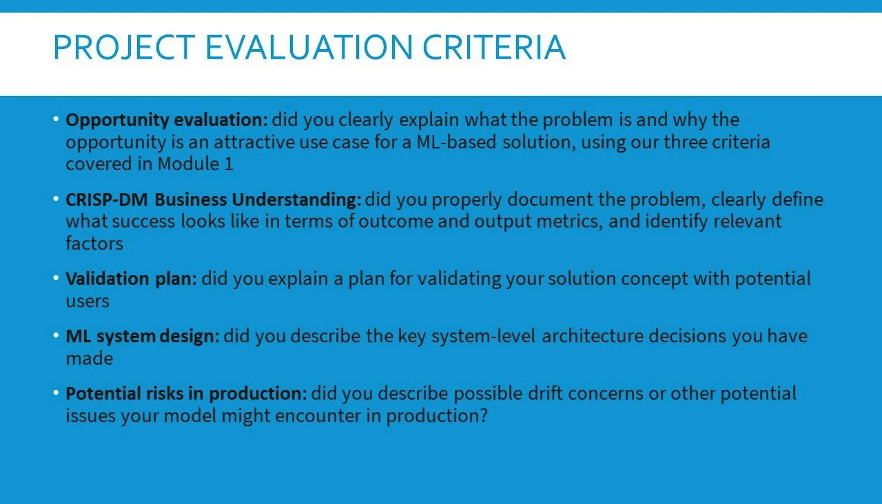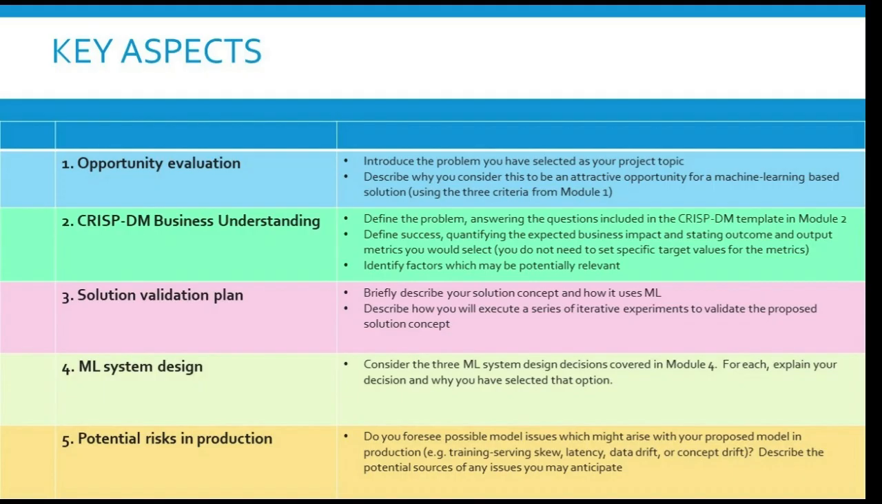Let's begin by first understanding the key instructor guidelines on evaluation criteria. The criteria is, as mentioned here, divided into 5 steps to follow the methodological approach to ML product design. It involves identifying the problem and the opportunity, following the CRISP-DM business understanding part of the process, validating the plan as third step, deciding key system level architectures at fourth step, and finally the fifth step is to call out the potential risk in production. What we foresee as possible model issues that might arise in production. So let's begin.